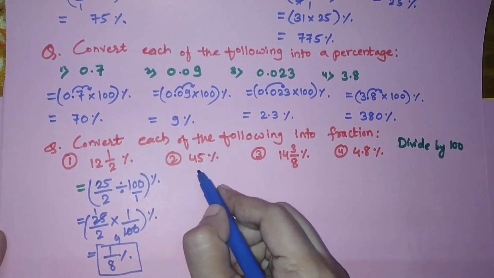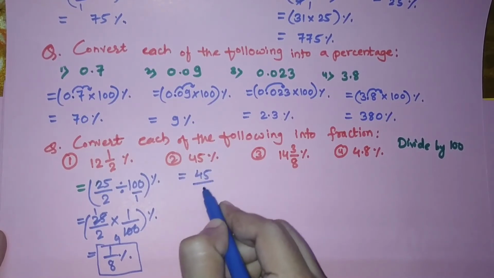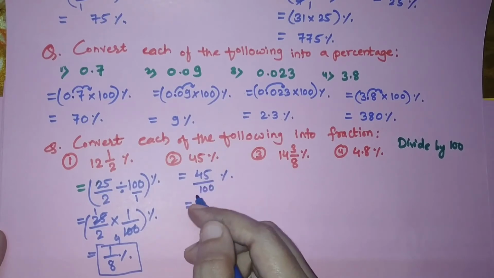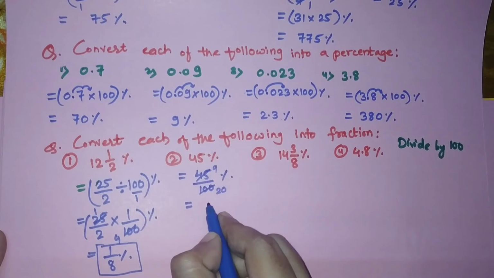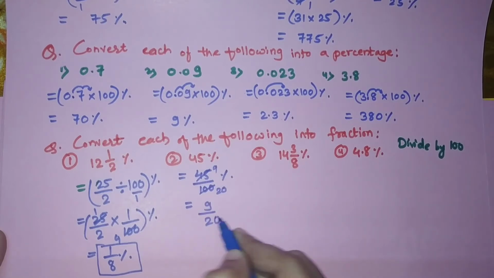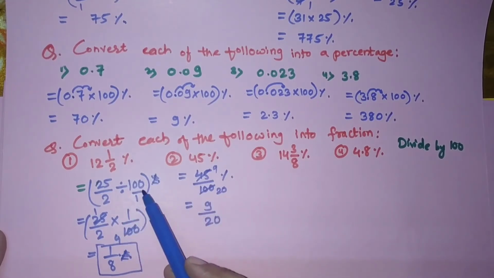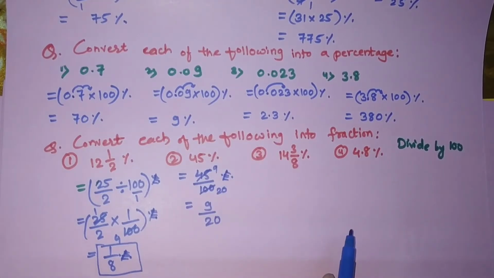Now friends, we'll convert 45%. So just divide this 45 by 100. You'll convert that into a fraction. So you'll get here 5 9s are 45 and 5 20s are 100. So you'll get 9/20. Here you need not give a percentage sign, as we are converting into a fraction. It is 1/8, a fraction. It is 9/20. We need not write the percentage symbol here.